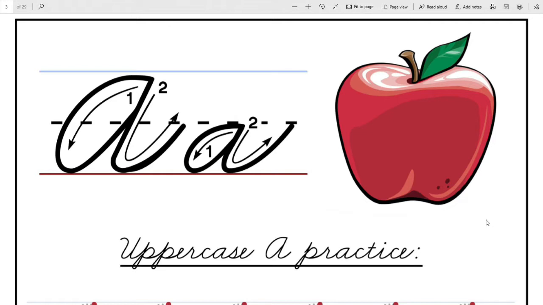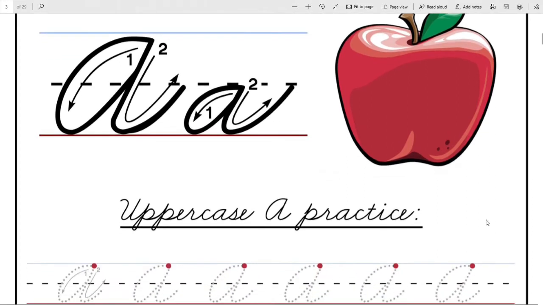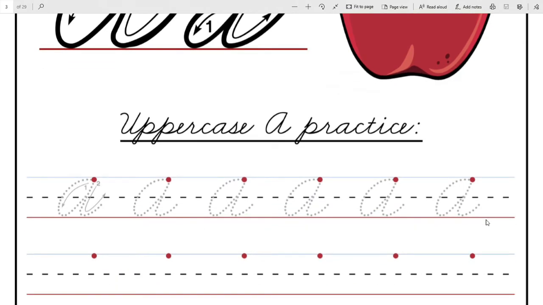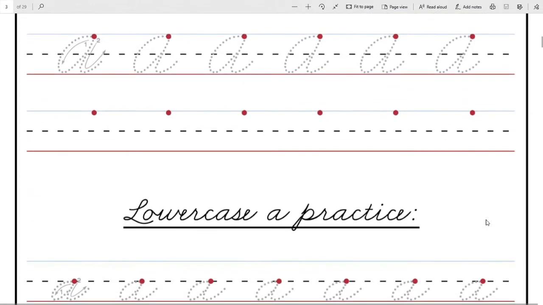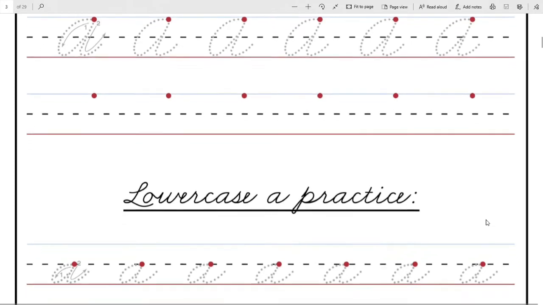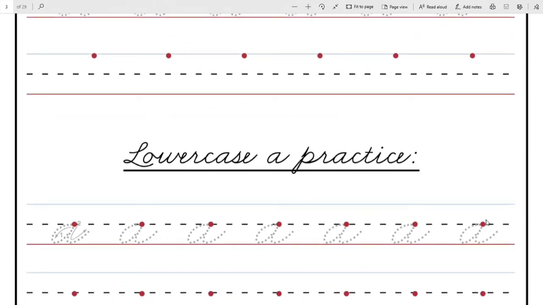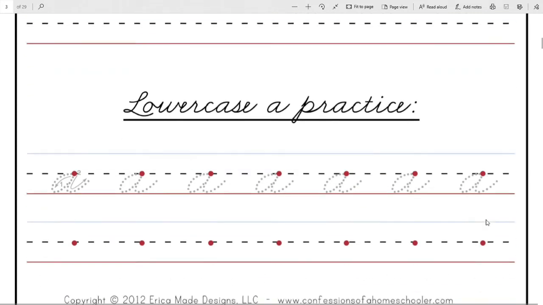This is A. What is the sound? A. A says A. Apple. Now you see, while writing capital cursive letter, that is the uppercase letter, we are following this method. You just see. Now you see lowercase, that is the small a. How we will write? We write like this way. Right children? Okay. Now move on to the next letter.